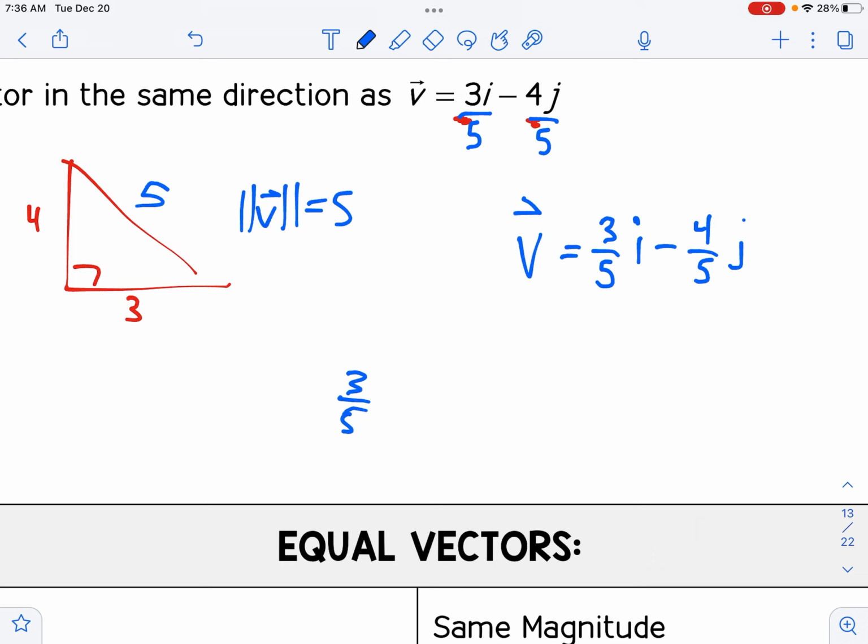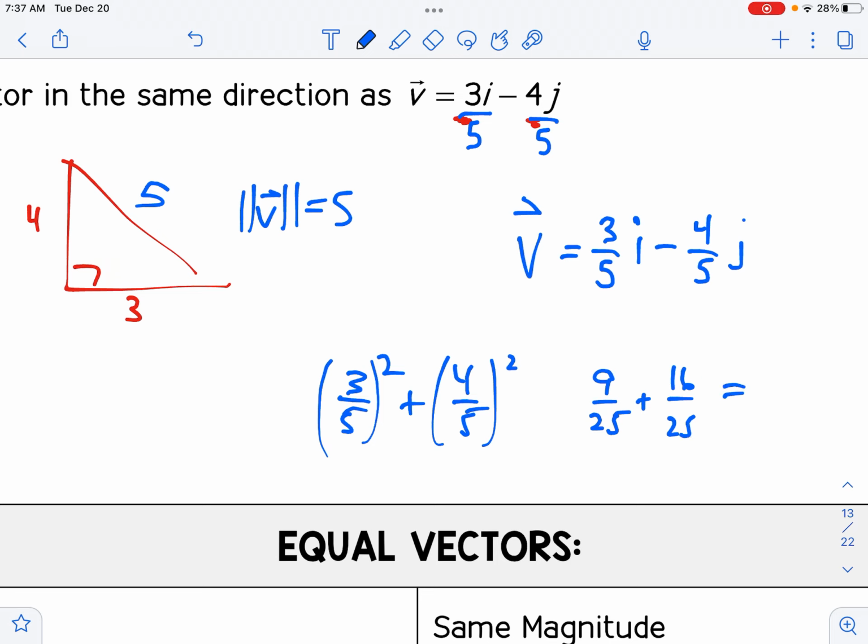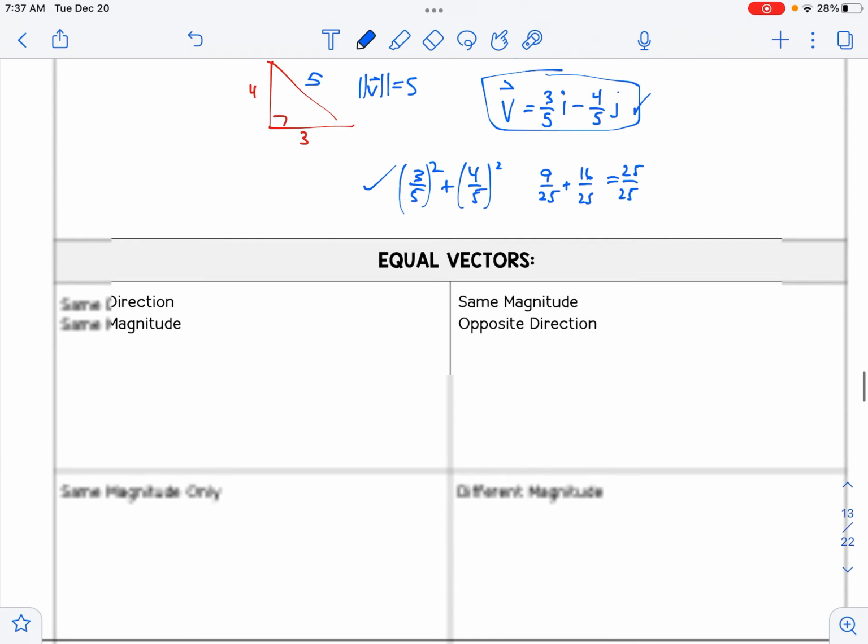Okay, and it's kind of funny how that works out, but if you were just to do the Pythagorean theorem on 3/5 squared plus 4/5 squared, you would get 9/25 plus 16/25, which equals 25/25, which is 1. Okay, which satisfies this being a unit vector, length of 1. But again, here was the answer. I was just proving it down here.